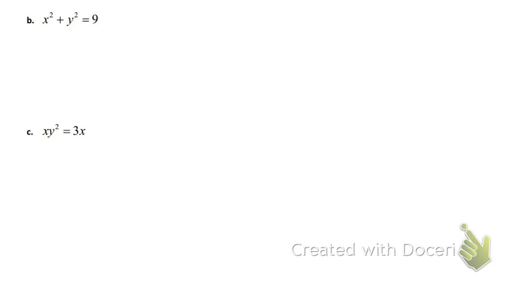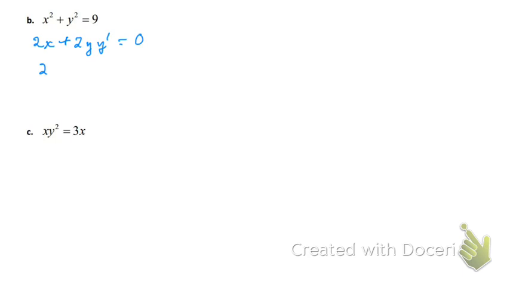Now then, you might notice that B is really the equation of a circle. It centers at 0, 0, and it's got a radius of 3. Let's differentiate that with respect to x. So I've got two things added together, so I can just add their derivatives. My first one, easy, 2x, plus 2y, that's the outside part, y prime, equals 0.